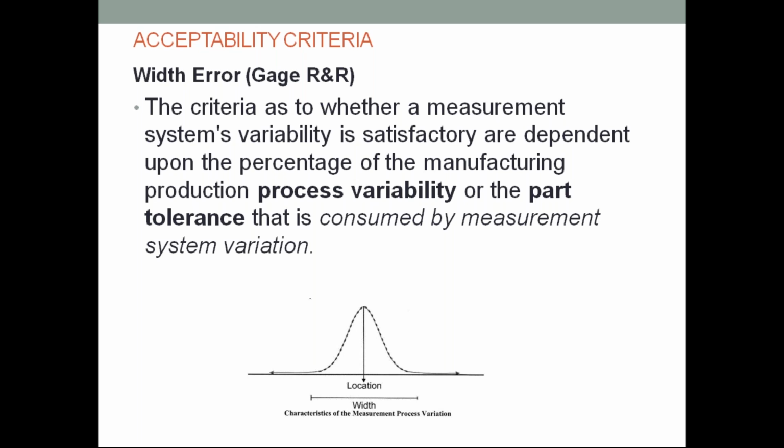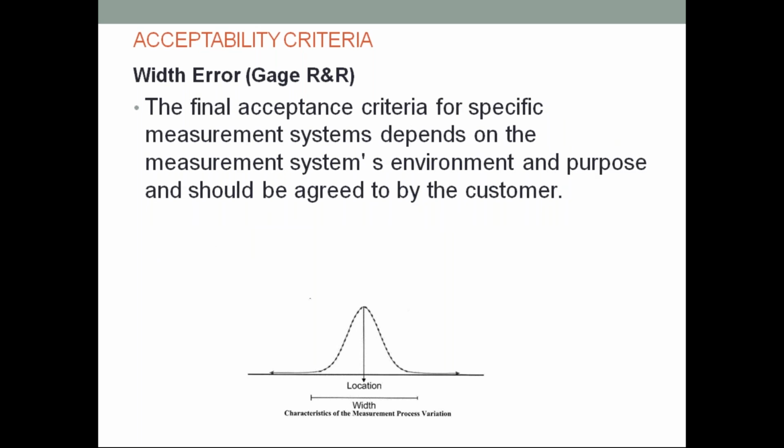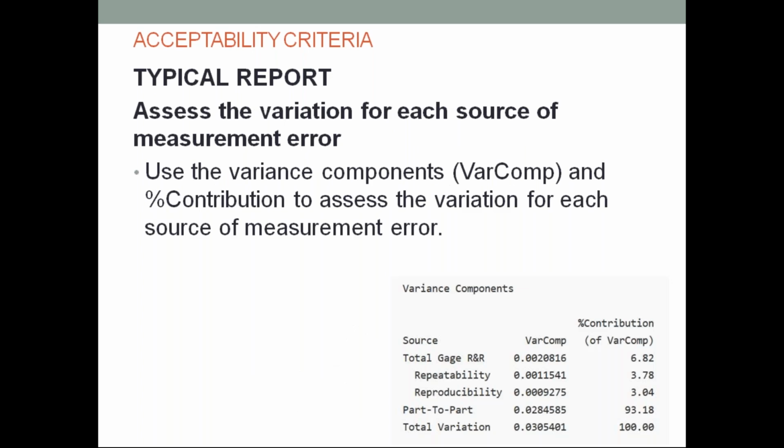They're used at 2 different times, so one's not better than the other, and you don't necessarily use both at the same time. If the gauge is the final acceptance criteria for a specific measurement system, it depends on the measurement's environment and purpose, and should be agreed upon by the customer. So let's take a look at a typical report.